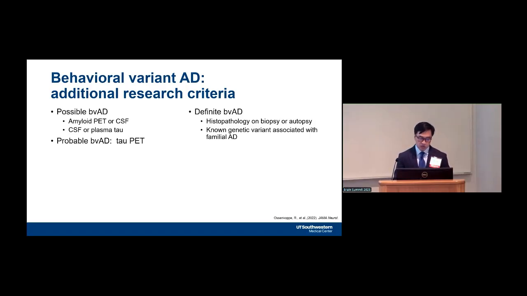But to be really more certain that this is due to Alzheimer's disease pathology, you ought to get a tau PET, which unfortunately we're not able to have available for clinical use at this point in time. That's why it's pretty much a research criteria. Certainly, if you had autopsy or biopsy data for that, or you know that they have a genetic mutation that would cause Alzheimer's disease, you can be more certain that the Alzheimer's pathology is causing the syndrome.